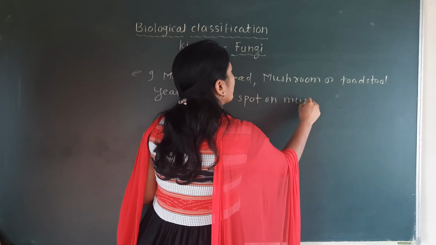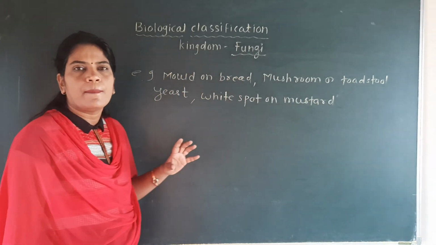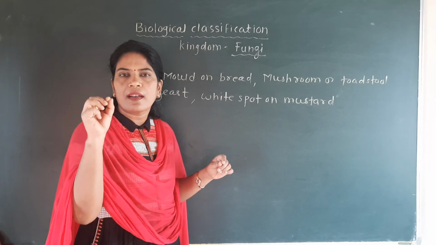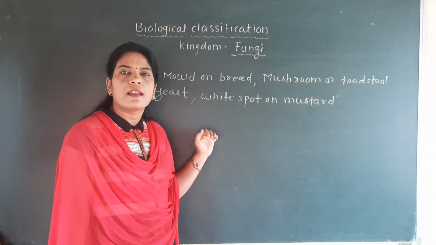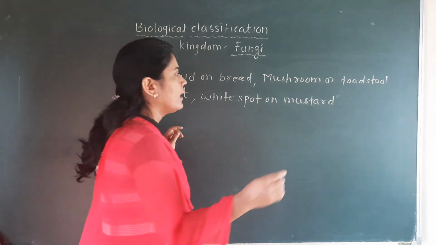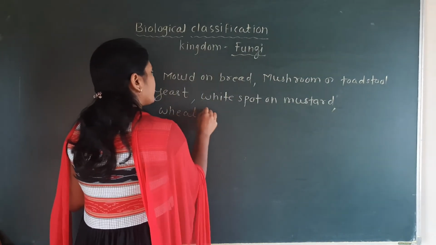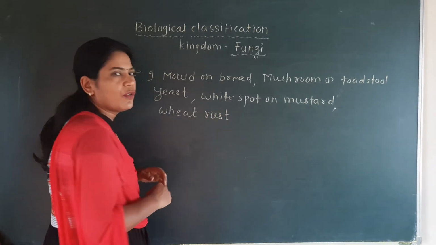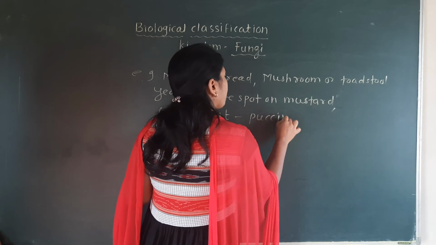Then another one is the white spot on mustard. Mustard in Marathi we call mori. On the leaves of the mustard plant there are white spots, and these white spots are due to fungi. Then wheat rust. Wheat rust is the name of a disease of wheat which is due to the fungus Puccinia.